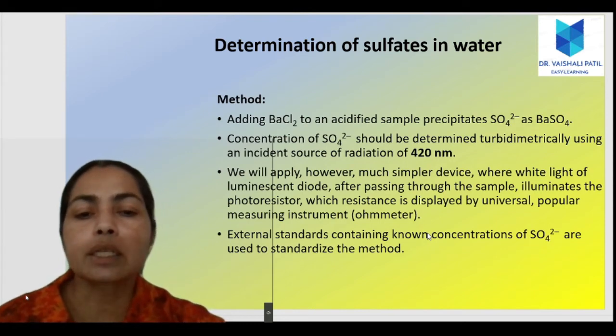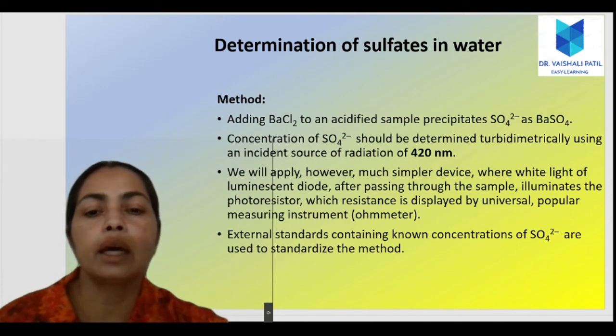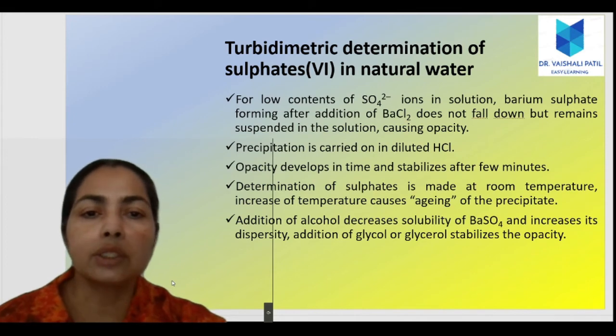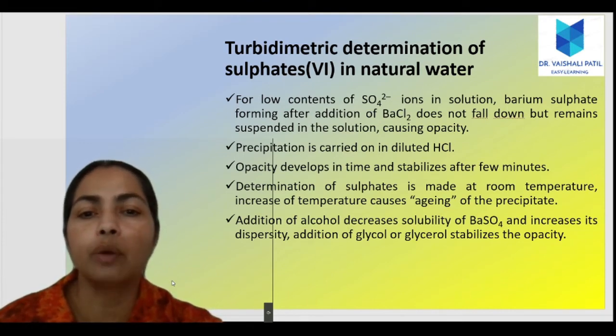Then external standards will be used, containing known concentrations of sulfate ions, and those are going to be used to standardize the selected method. Now in this sulfate determination in natural water samples, for low contents of sulfate ion in solution, the barium sulfate forming after addition of barium chloride does not fall down, but remains suspended in the solution and thus causes opacity.